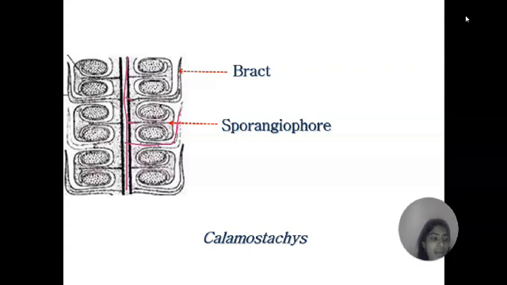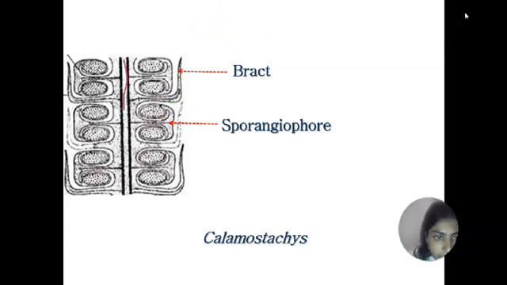Between the whorls of bracts, we have the sporangiophores. Sporangiophores are the sporangium bearing structures, and the upper side is modified into a peltate shaped disc, as we have discussed in Equisetum. Each whorl contains 6 sporangiophores. From the peltate shaped disc of each sporangiophore, 4 sporangia arise. Here you can see the sporangium.